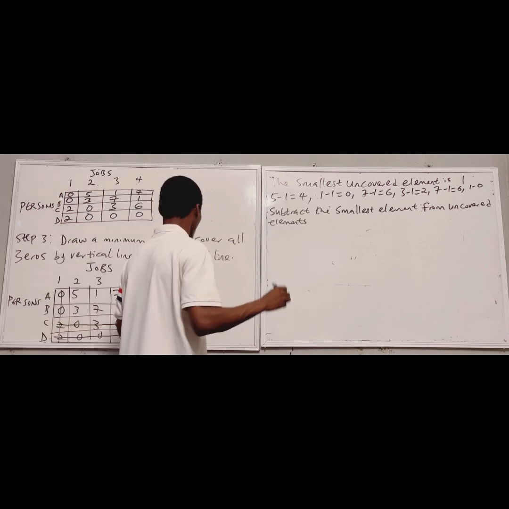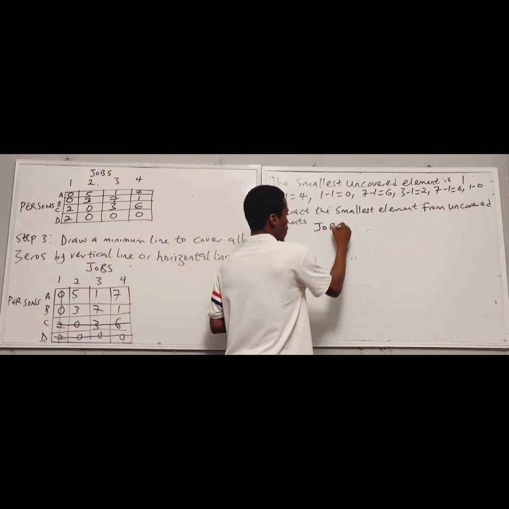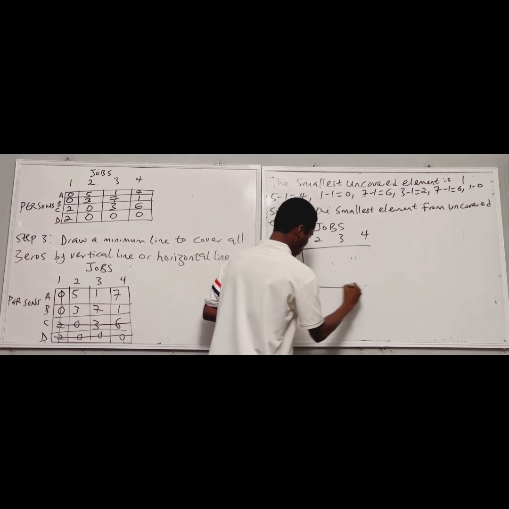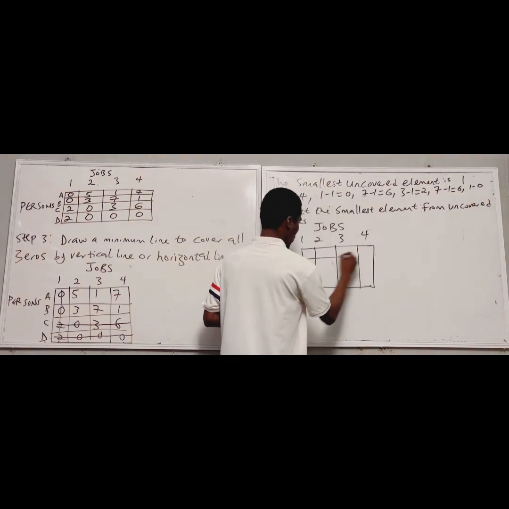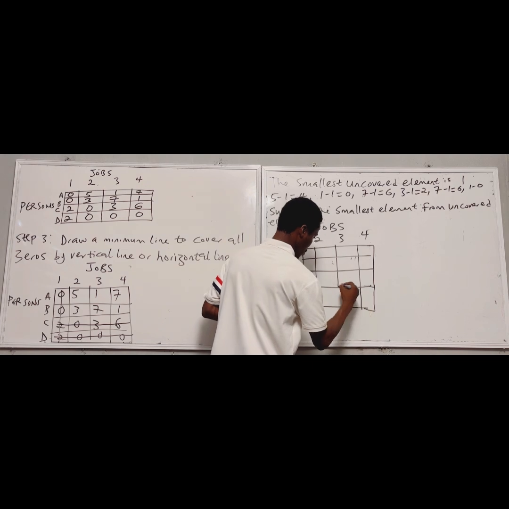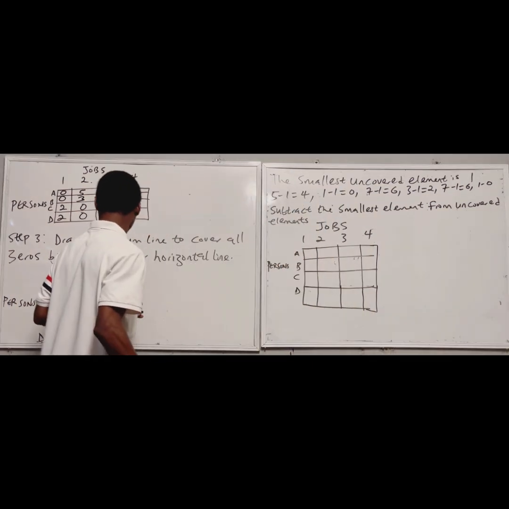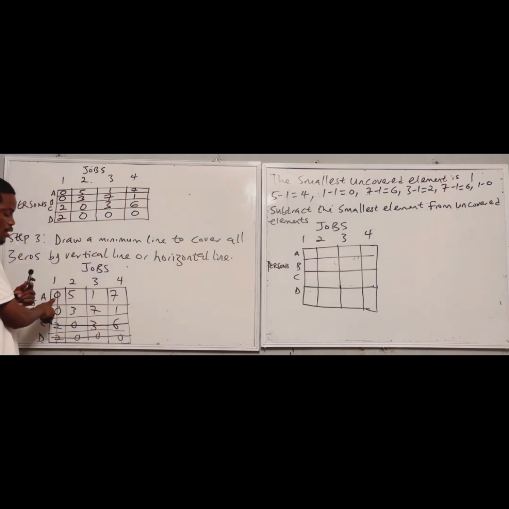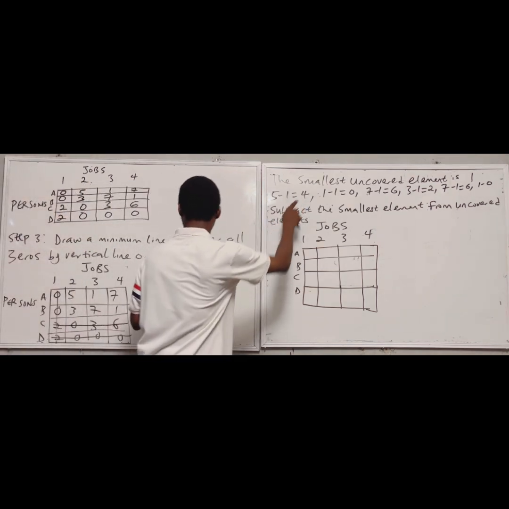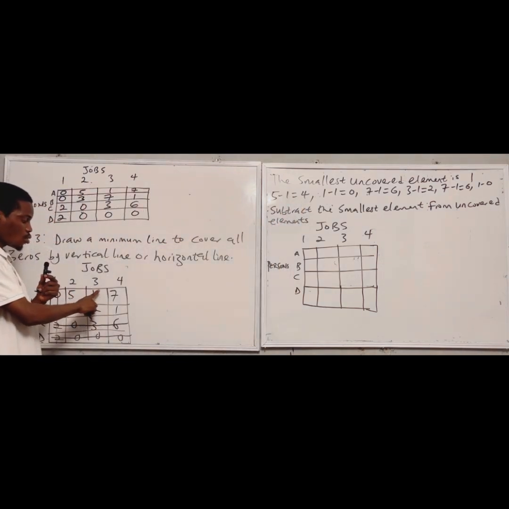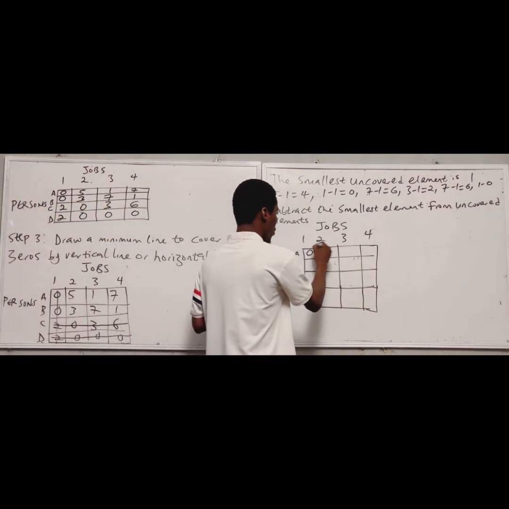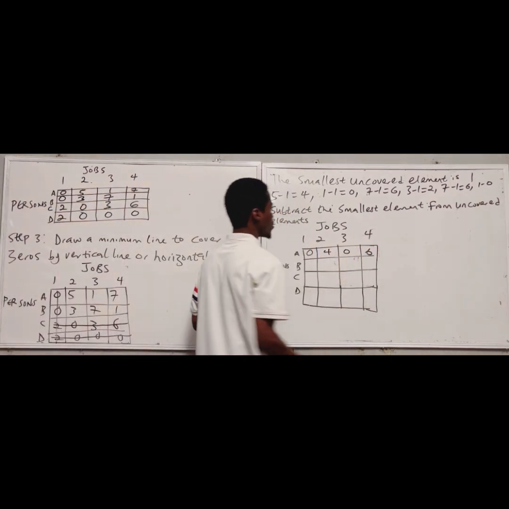So my table will now be, in this row I have 0, 0, 5, 1, 7. So these are the uncovered elements. Our uncovered element here is 4. That is 5 minus 1, which is 4. 1 minus 1 is 0. 7 minus 1 is 6. So I'm going to have 0, 4, 0, 6.